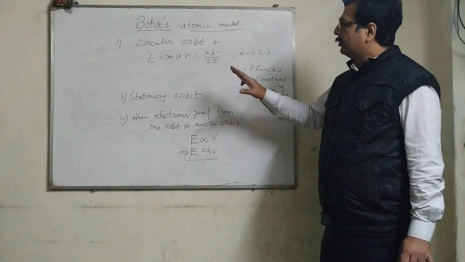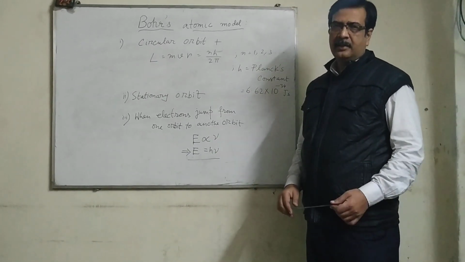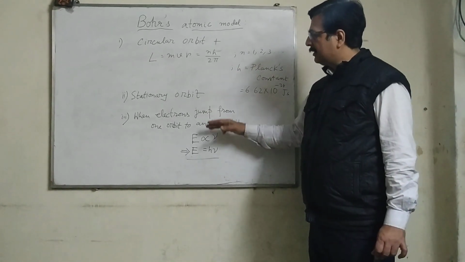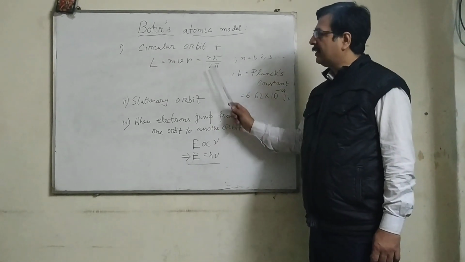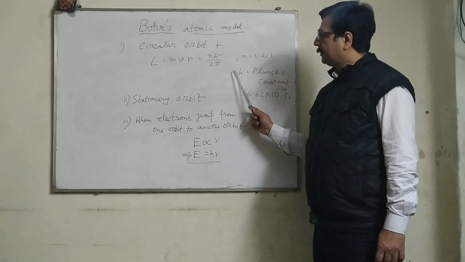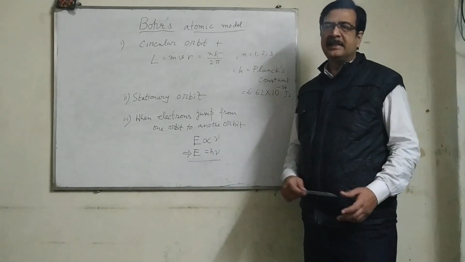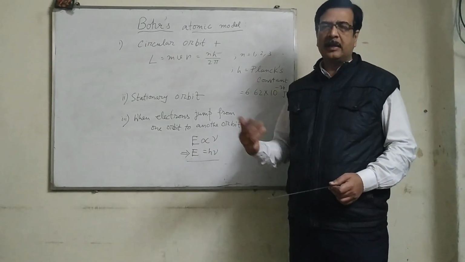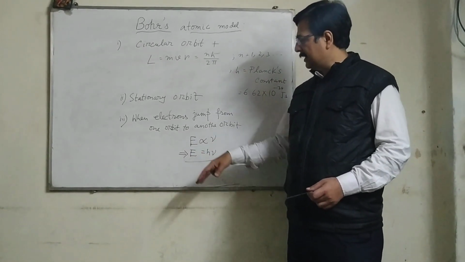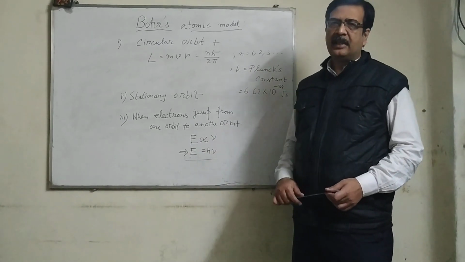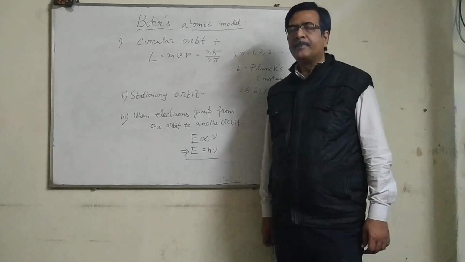So this is total Bohr's theory. You have to maintain the 3 points in this way. One point should not be jumbled with the other points. First point is about the orbit, its circular nature, its angular momentum, which is equal to nh/2π. Second one is stationary orbit, and third is regarding the jumping of electrons from one orbit to another orbit, and its energy emitted or absorbed, that is equal to h nu.